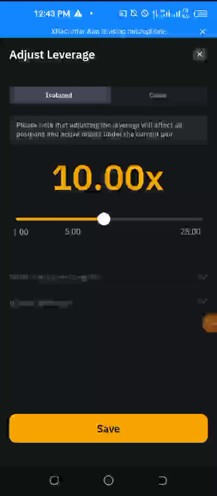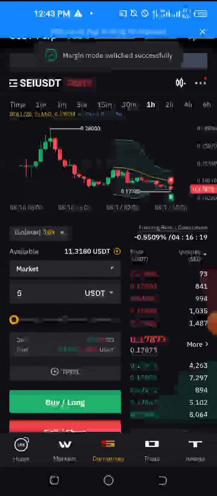You put it on isolated, then the X. Because you're using a small capital, I will advise you can use within 10x. 10x is okay, or 15x is okay. But if you're using a bigger capital, you reduce your X.